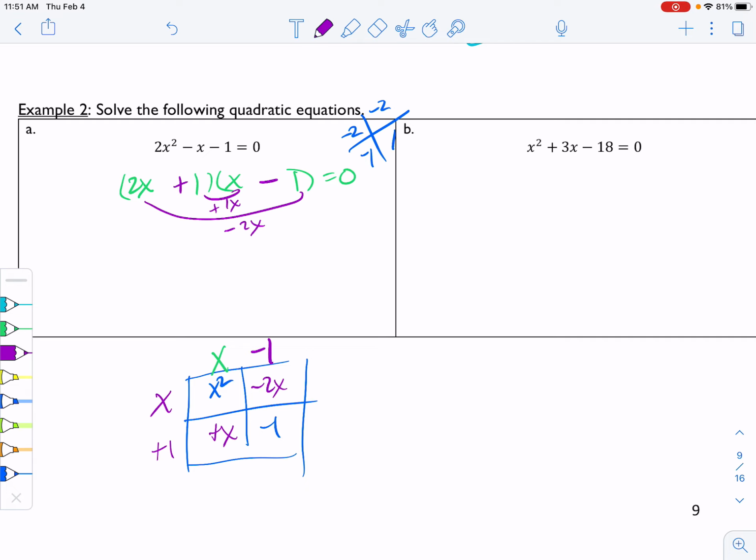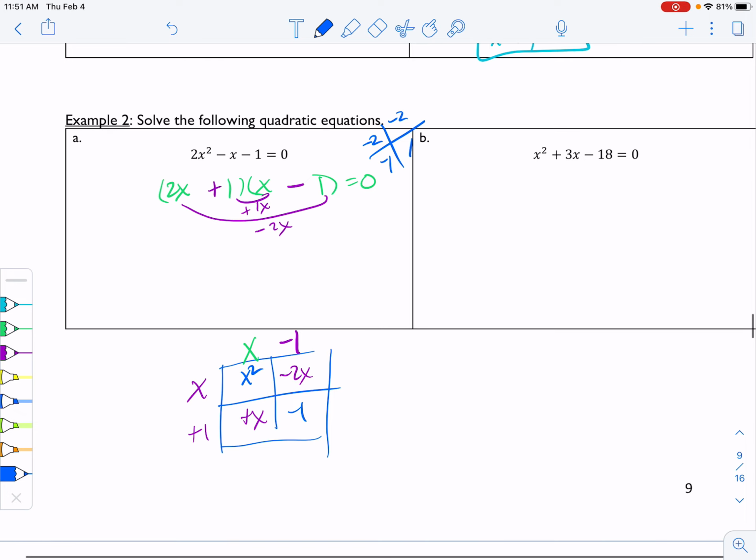Oh, I missed writing a 2. That's problematic. Let's not do that. I wrote x squared instead of 2x squared. So then here, that'll change several things. So here, this is a common factor of 2 and x. This still has a common factor of negative 1. So then we get 2x plus 1 and x minus 1.